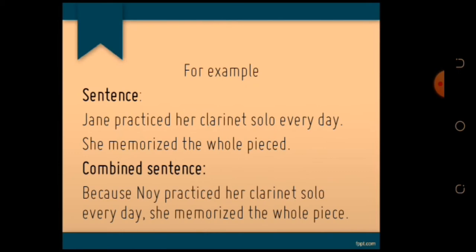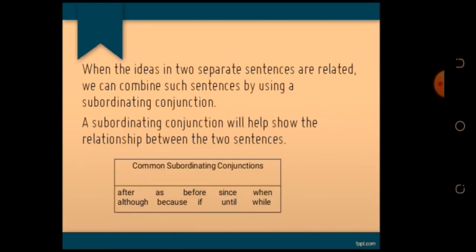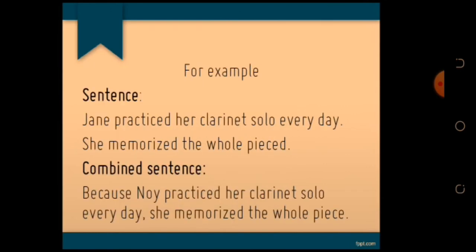Do you notice any new word we use there? If we don't, the word there is because. Let's go back. Common subordinating conjunctions. Look at the table. We have after, as, before, since, when, although, because, if, until, while. Do you notice the one we use in this sentence?